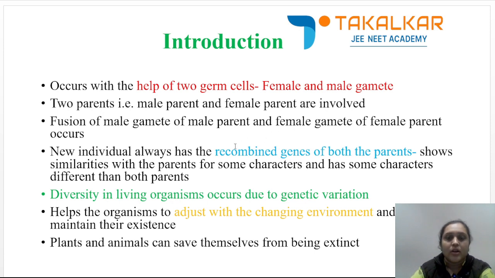In this zygote, recombinant genes are present from both the parents, and therefore the child which is born shows similarities with the parents for some characters as well as some characters which are different from both the parents. So this is responsible for genetic variation and it is very useful for adjusting to the changing environment. And therefore, plants and animals can save themselves from being extinct.